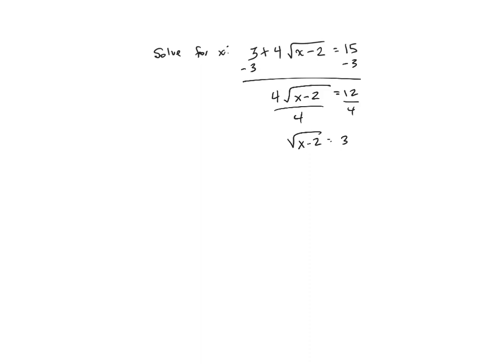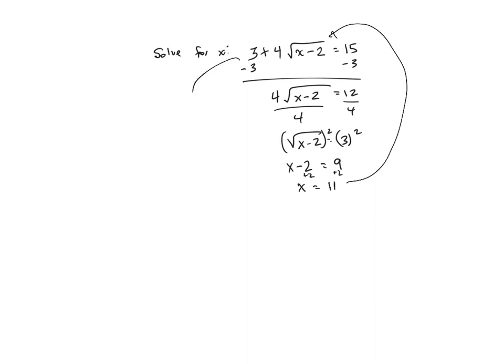So now we're going to raise both sides to the appropriate power. Now this is a square root, so in order to undo a square root, we're going to square both sides. When I square, the square root goes away, and when I square 3, I get 9. So now I solve the resulting equation, and I do that by adding 2 to both sides, and that would give me 11. And then I check for extraneous solutions, and I do that by making sure that when I plug this back in, it actually works.